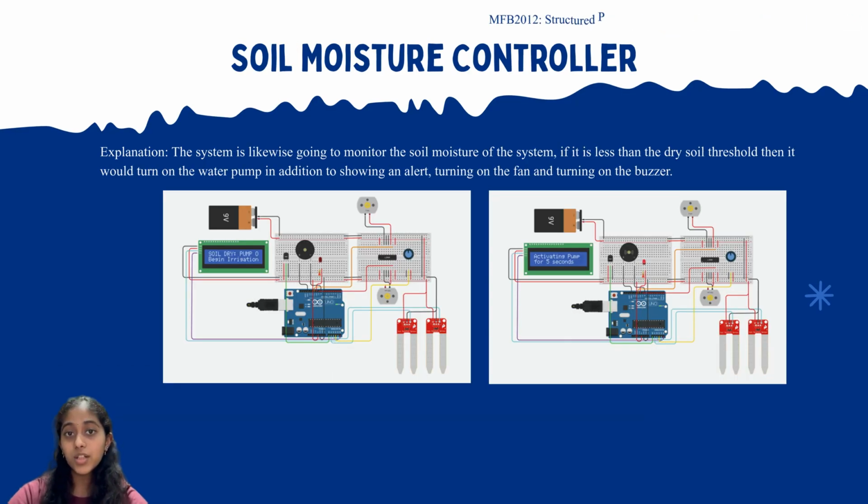Over here we have the soil moisture controller. So roughly this is how our system is going to look like. It is going to monitor the soil moisture of the system. And so if the moisture is less than the dry soil threshold, the water pump will be turned on, and in addition to that, it will show an alert, turn on the fan, and also turn on the buzzer.